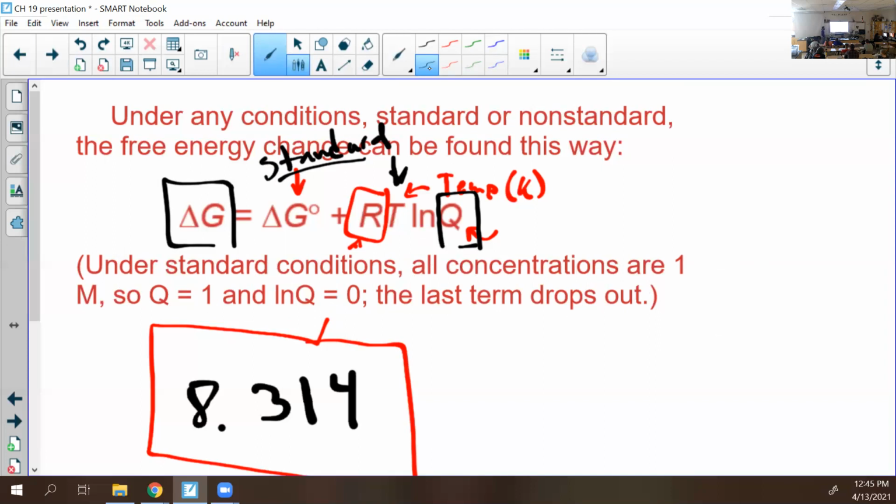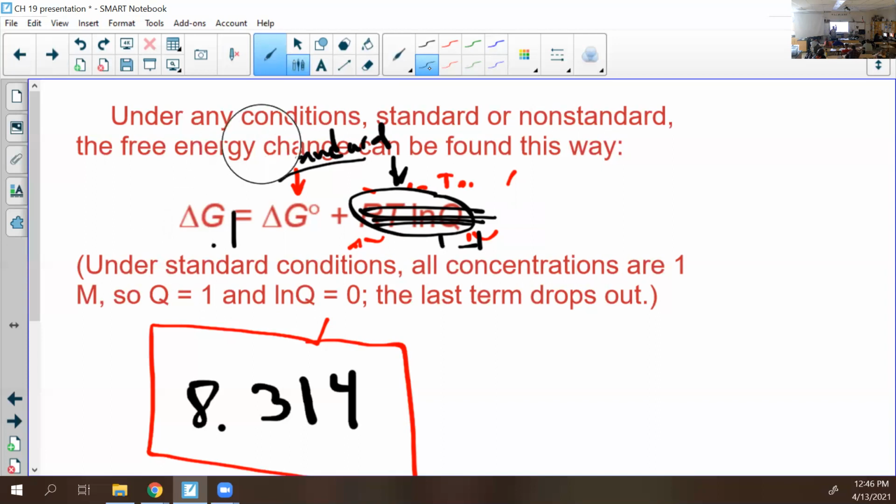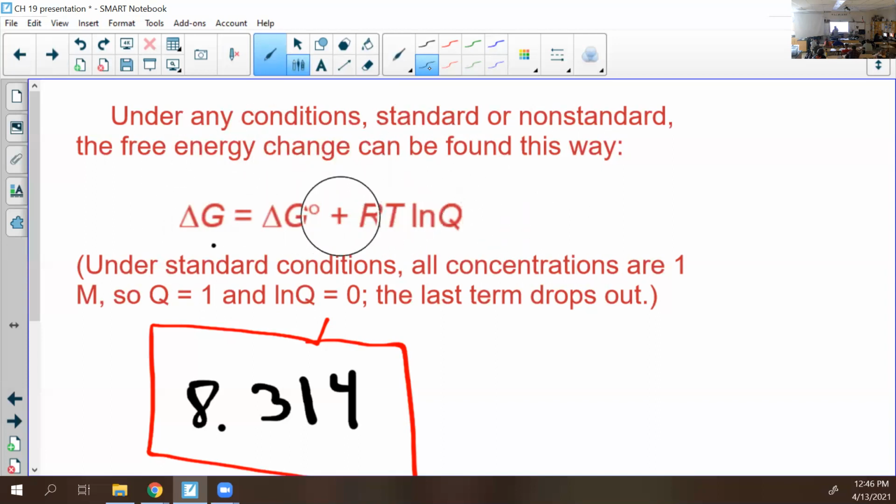So under standard conditions, all concentrations are 1. So Q equals 1 and ln of Q equals 0. So the last term drops out. That's saying, if we are at standard conditions here, then of course this just goes to 0, because the ln of 1 is 0, and that makes this whole term just drop out. So under standard conditions, G and G naught are the same, which would sort of make sense because they're standard and standard. Okay, I know this is weird stuff, but it's just math, like almost everything we've always done.